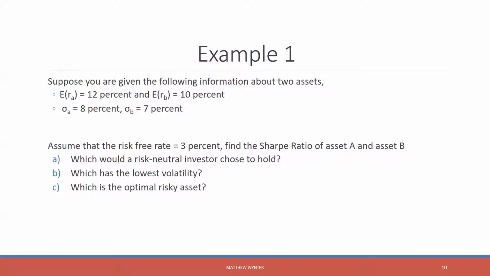But what we want to know is which asset is the optimal risky asset. How are we going to do that? What's our tool? Our tool will be the Sharpe ratio. So as you set this up, you'll be comparing the Sharpe ratio of asset A and asset B. And clearly these assets have different trade-offs.